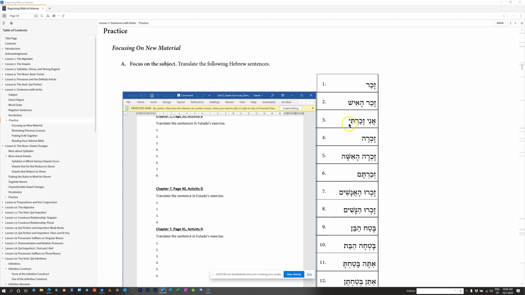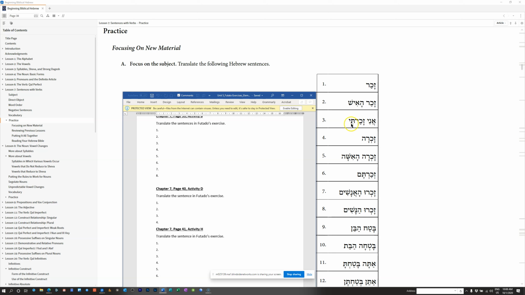Ani zacharti. Here, we don't need ani. It doesn't make the subject any more explicit because zacharti, it's understood that that means I remembered. So when you see ani here, when it's unnecessary, especially when it's fronted like this, because usually our subject will be after the verb, that means that there's some sort of emphasis at play usually.